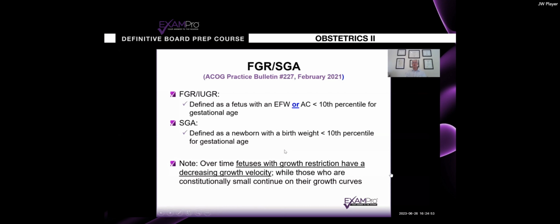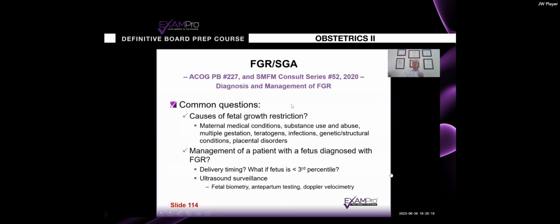Symmetric IUGR is usually from something earlier in pregnancy. It's usually a fetal or early maternal issue. Asymmetric IUGR, or FGR, is what we see maybe late second into third trimester, and that is where there is head sparing. So the head circumference might be 11th percentile and the abdominal circumference might be the 5th percentile. That is asymmetric IUGR, and that is not consistent with the constitutionally small fetus. So there's our differential diagnosis laid out right there.